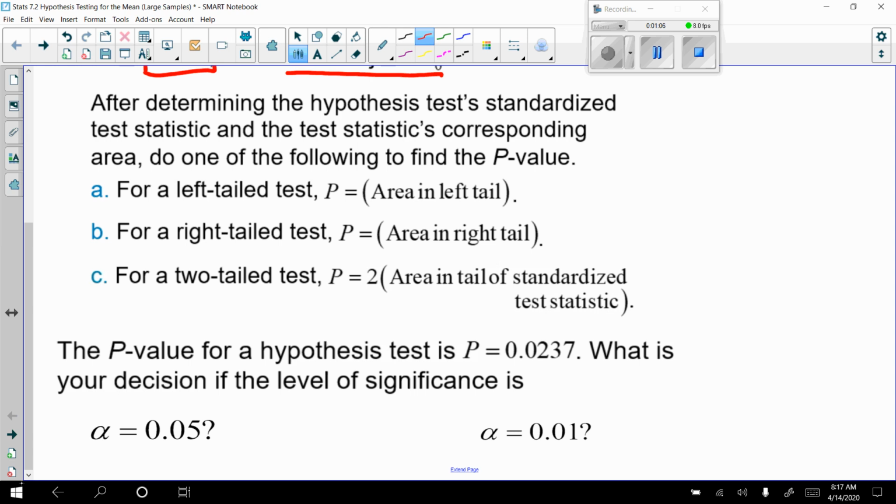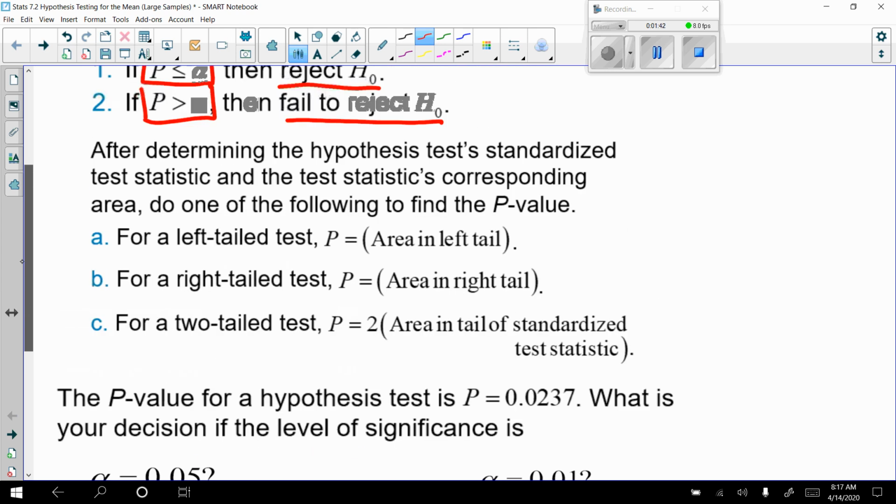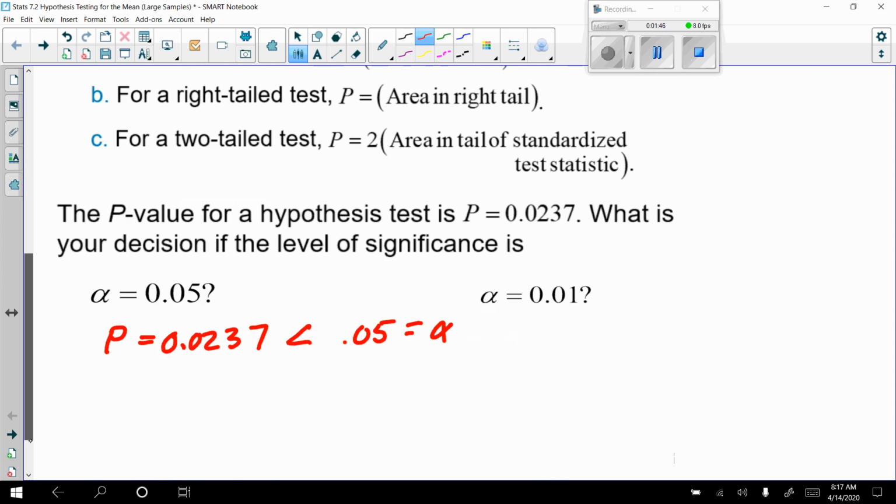If we have a p-value for our hypothesis test that's equal to 0.0237, we have to decide what our decision is for the level of significance. So we're going to start with a level of significance of alpha equal to 0.05. Our p is equal to 0.0237, and we're comparing that to 0.05, which is equal to our alpha, and 0.0237 is less than our alpha. And when it is less than alpha, then we reject the null hypothesis.